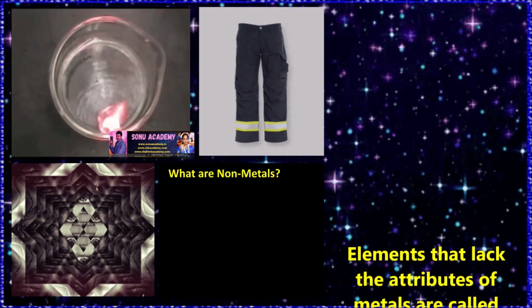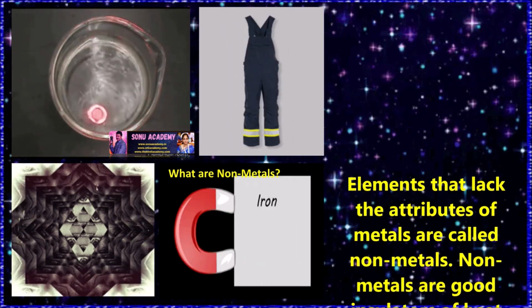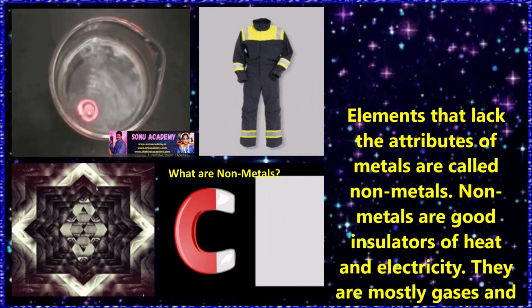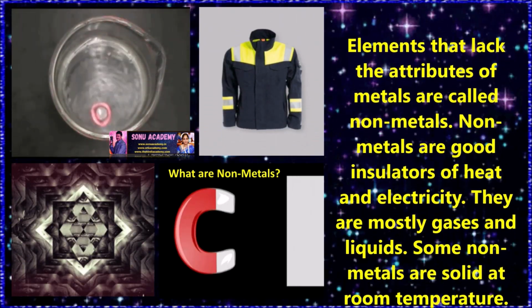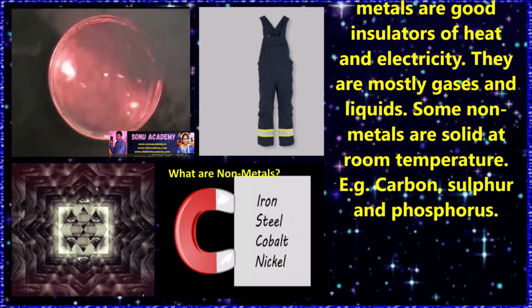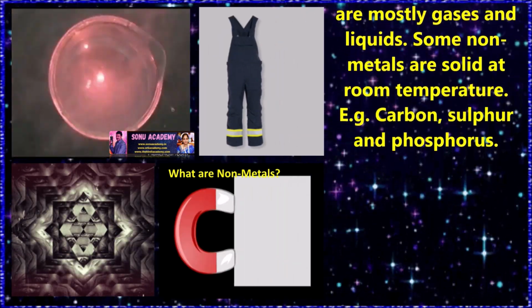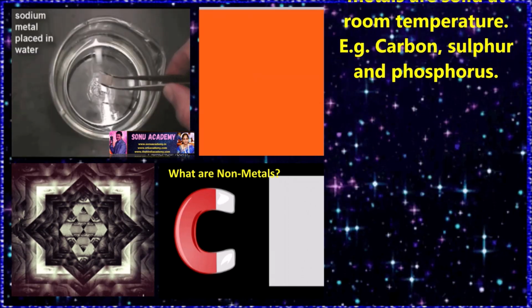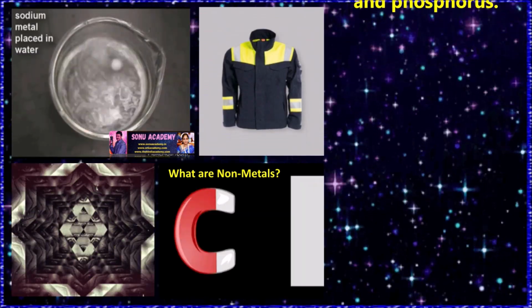Children, let us discuss non-metals. Elements that lack the attributes of metals are called non-metals. Non-metals are good insulators of heat and electricity. They are mostly gases and liquids. Some non-metals are solid at room temperature. Examples: carbon, sulfur and phosphorus.